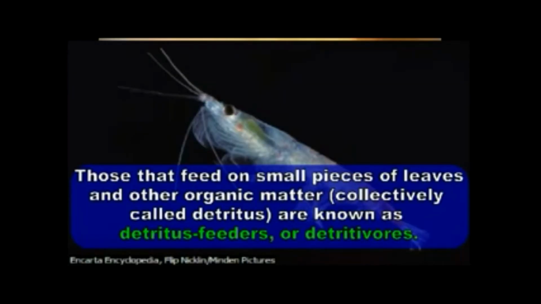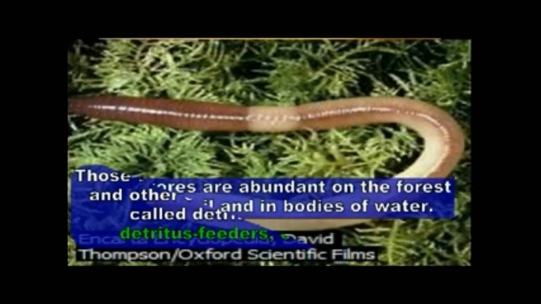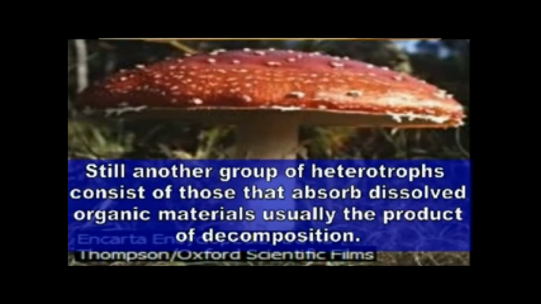Those that feed on small pieces of leaves and other organic matter, collectively called detritus, are known as detritus feeders or detritivores. Detritivores are abundant on the forest floor, in soil, and in bodies of water.